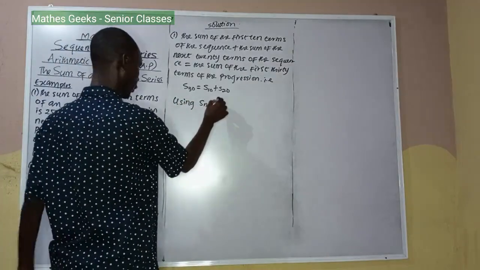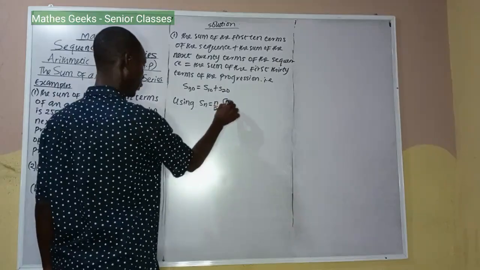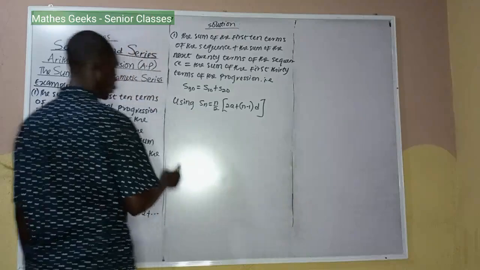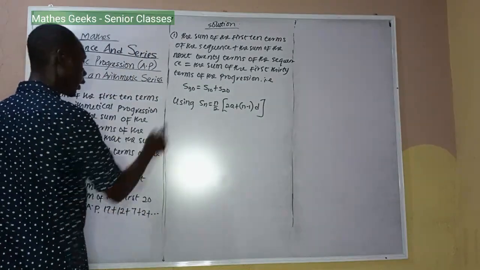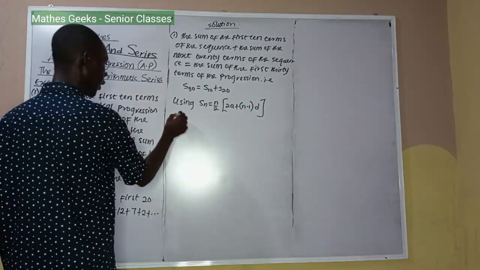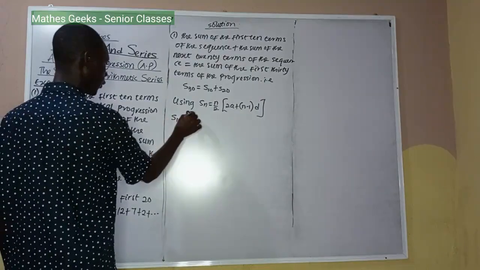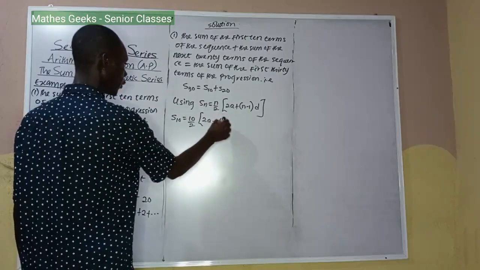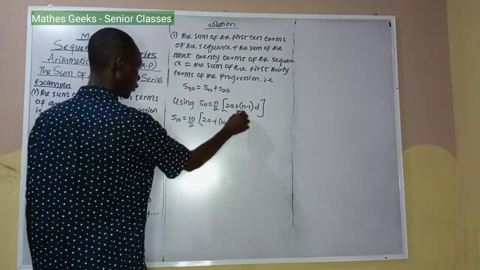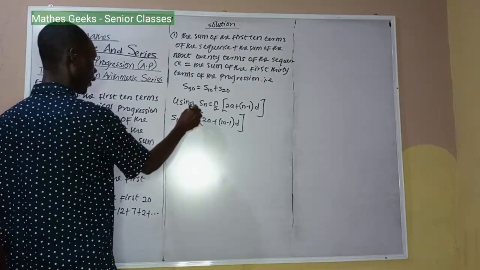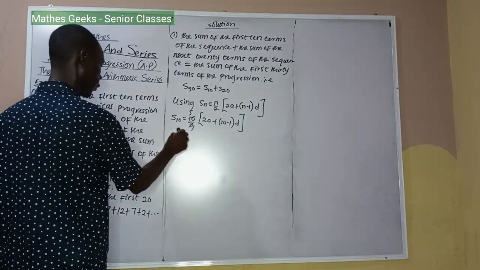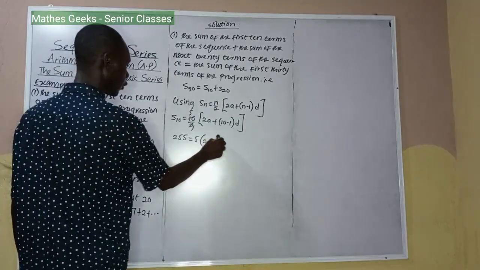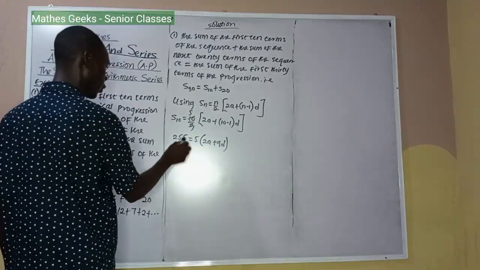Using Sn is equal to n over 2 times (2a plus (n minus 1)d), for the first 10 terms, S10 is equal to 10 divided by 2 times (2a plus (10 minus 1)d). 10 divided by 2 is 5. So S10 is 255, which is equal to 5 times (2a plus 9d). Divide through by 5.